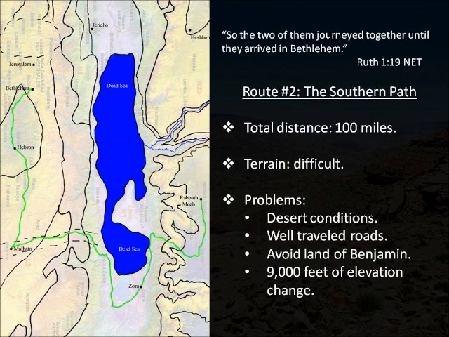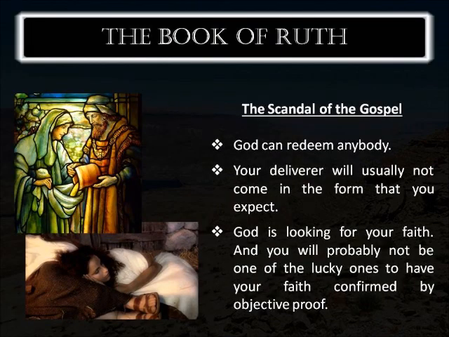To take the second path, you're doing about 100 miles. The terrain is still difficult. And instead of 8,000 feet of elevation, we have 9,000 feet of elevation. The only bright spot? We avoid the land of Benjamin. So, as we noted in our previous lecture, Ruth, as a Moabite woman, is not setting us up to be the hero of the story.